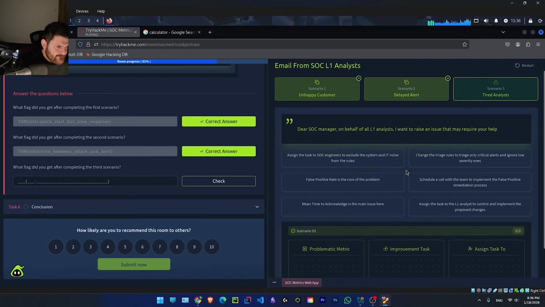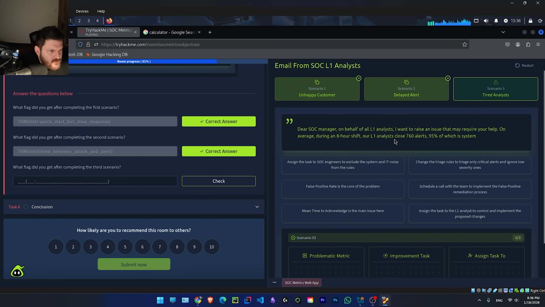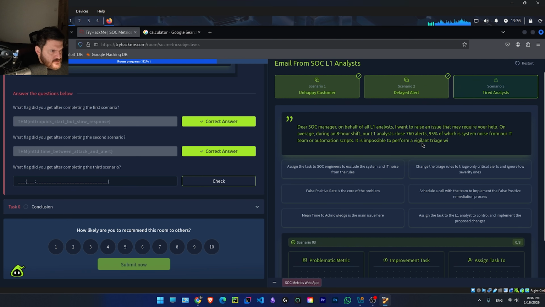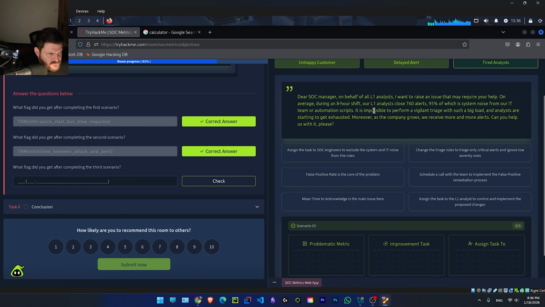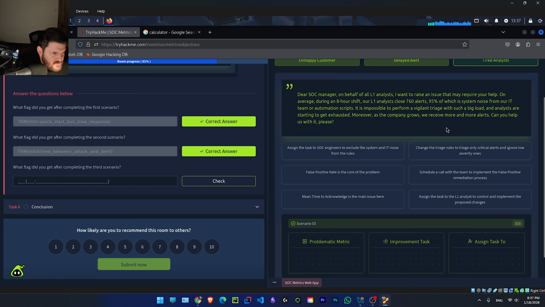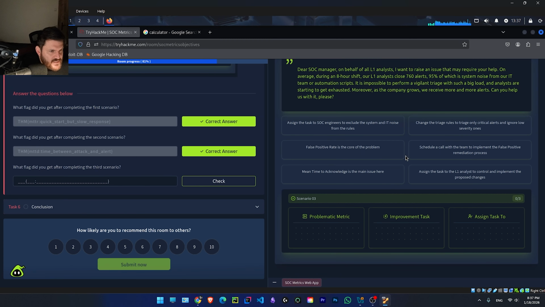The third one. Dear SOC manager, on behalf of all L1 analysts, I want to raise an issue that may require your help. On average, during an 8-hour shift, our L1 analysts close 760 alerts, 95% of which is system noise from our IT team or automation scripts. It's impossible to perform a vigilant triage with such a high load. And analysts are starting to get exhausted. Moreover, as the company grows, we receive more and more alerts. Can you help us with it, please?